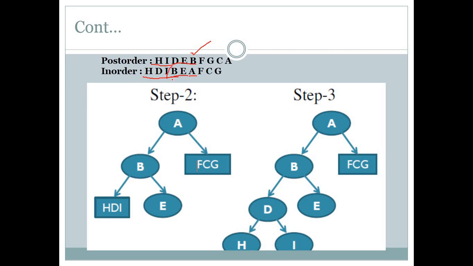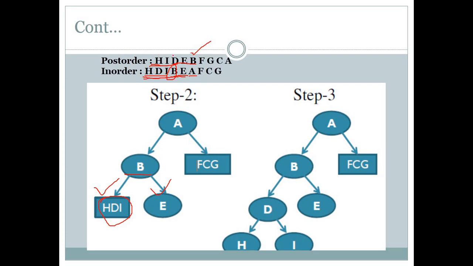From H, D, I, B, E, where B is our root node, we can know that H, D, I will be the left part of our tree and E will be the right part of our tree. This is the solution for H, I, D, E, B. Again, on the left side of B we will have three nodes: H, D and I.